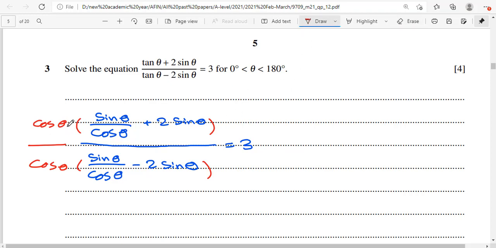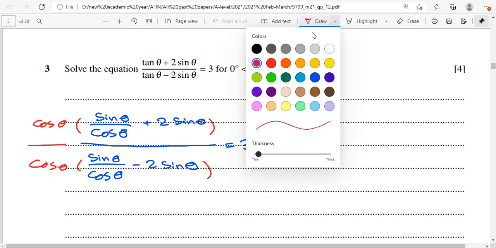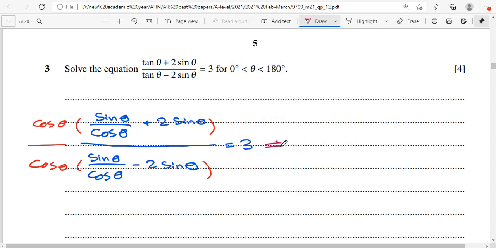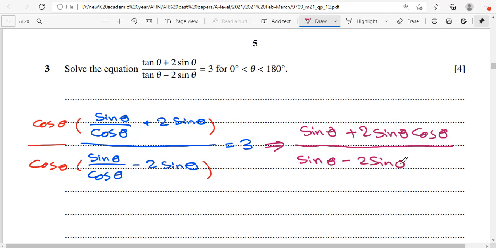On this side, some simplification happens. When we multiply this cosine by this fraction, the denominator will be cancelled. Then it will be like this: sine theta, because the denominator is cancelled, plus cosine theta times 2 sine theta, which is 2 sine theta cosine theta, over the same thing in the denominator, but instead of plus it is minus: sine theta minus 2 sine theta cosine theta.